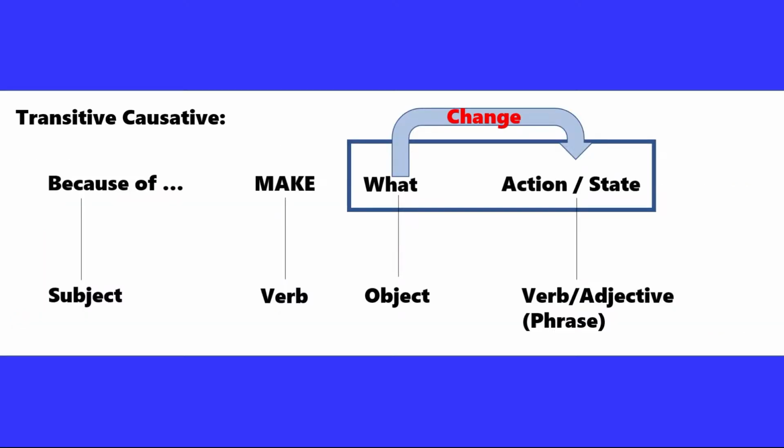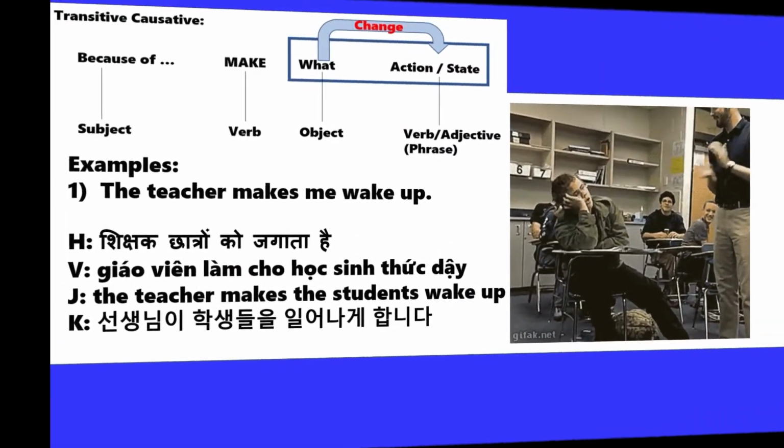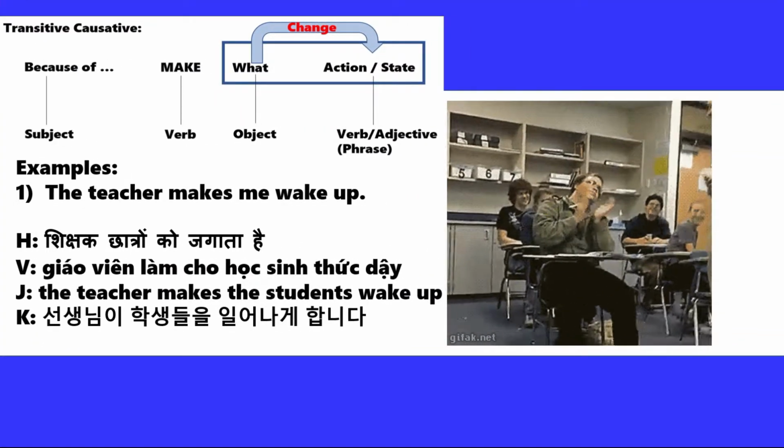Well, have you ever heard about the transitive causative? Transitive causative has subject, verb, object, and verb or objective phrases. Take a look at this picture.